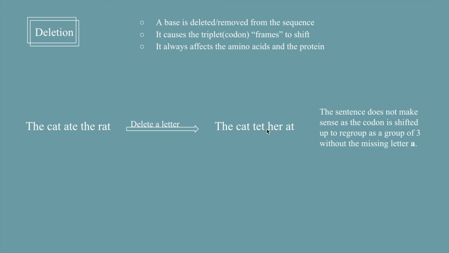Deletion mutation is when a base is deleted or removed from the sequence. It causes the triplet frames to shift. It always affects the amino acids and the protein. Again, using the example of "the cat ate the rat," if we deleted the letter A, the sentence wouldn't make sense as the codons shifted up to regroup as groups of 3. We can also see that one of the groups is not a group of 3 and instead it is a group of 2. Again, the effect can be either minor or major depending on where and which base is deleted, but there is still an effect.